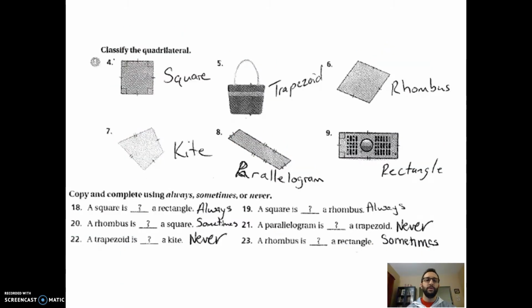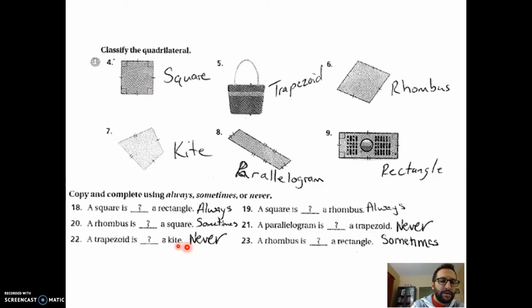Here we go. There are the answers to those. Square, trapezoid, rhombus, kite, parallelogram, and rectangle. Note rectangle because of the 4 right angles. Trapezoid over here because of the 1 set of parallel sides. Parallelogram, opposite sides are parallel and congruent. Rhombus, 4 congruent sides. Square, 4 congruent sides and 4 right angles.